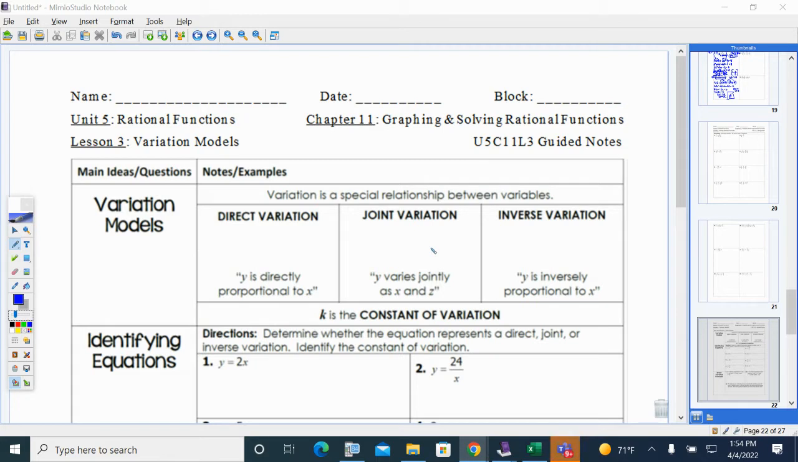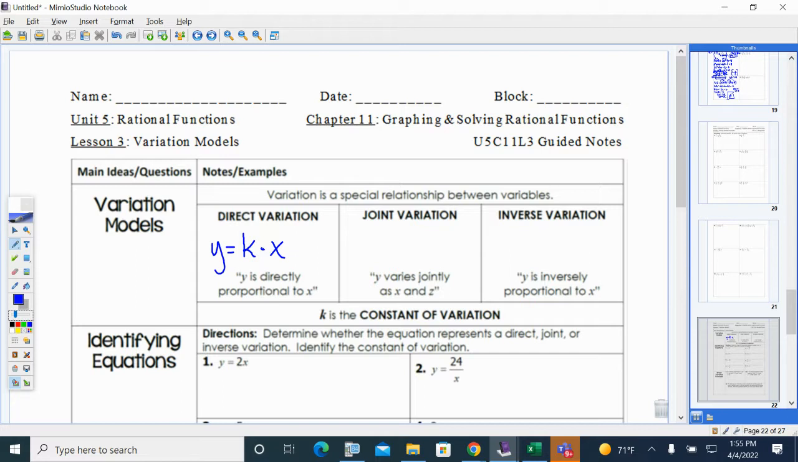Sometimes we can have a direct variation, and it says that y is directly proportional to x. The equation that we have for that is y equals k times x. K is the constant of variation. So it's like the multiple. Think of it as the multiple in that situation.